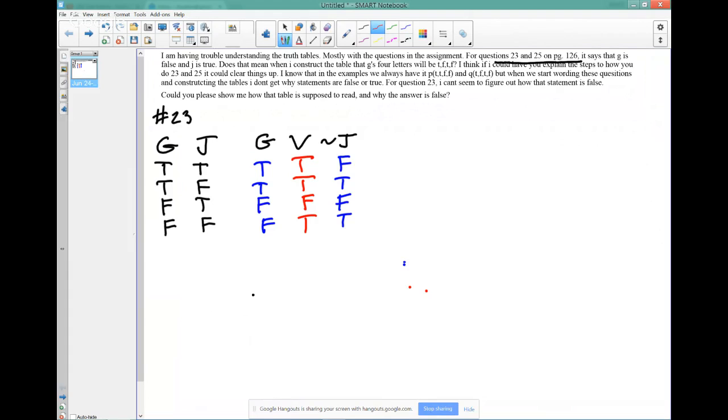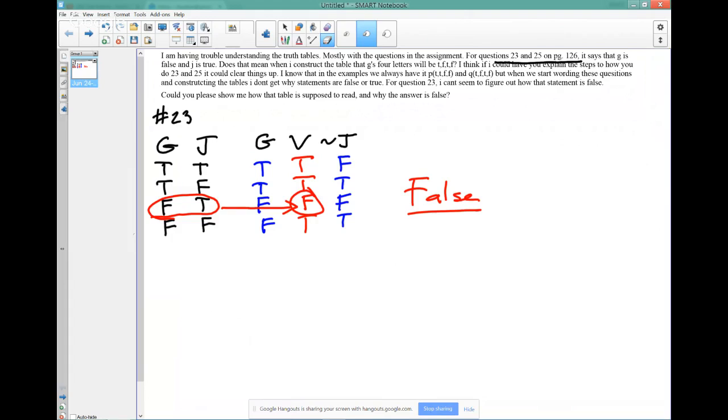But now we have to make use of that question you asked, where they said G is false and J is true. Well, that's this line right here. G is false and J is true. And so the truth value of this statement is false. I know that was confusing, but we still needed to think of the whole truth table, and now all they're asking you about is one specific line of the truth table, when G is false and J is true. So that's number 23.